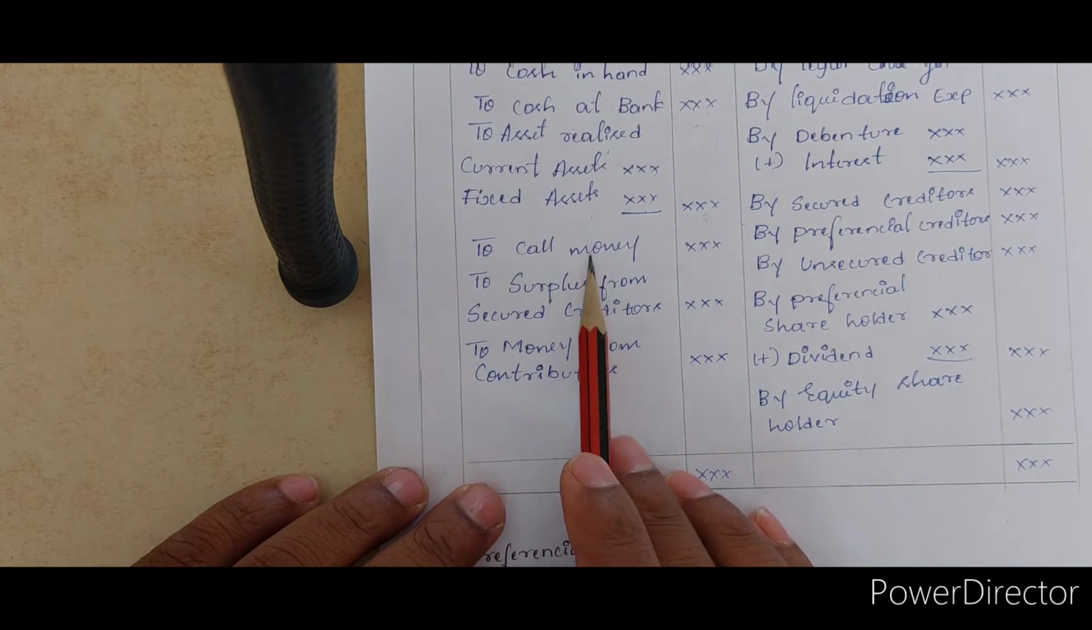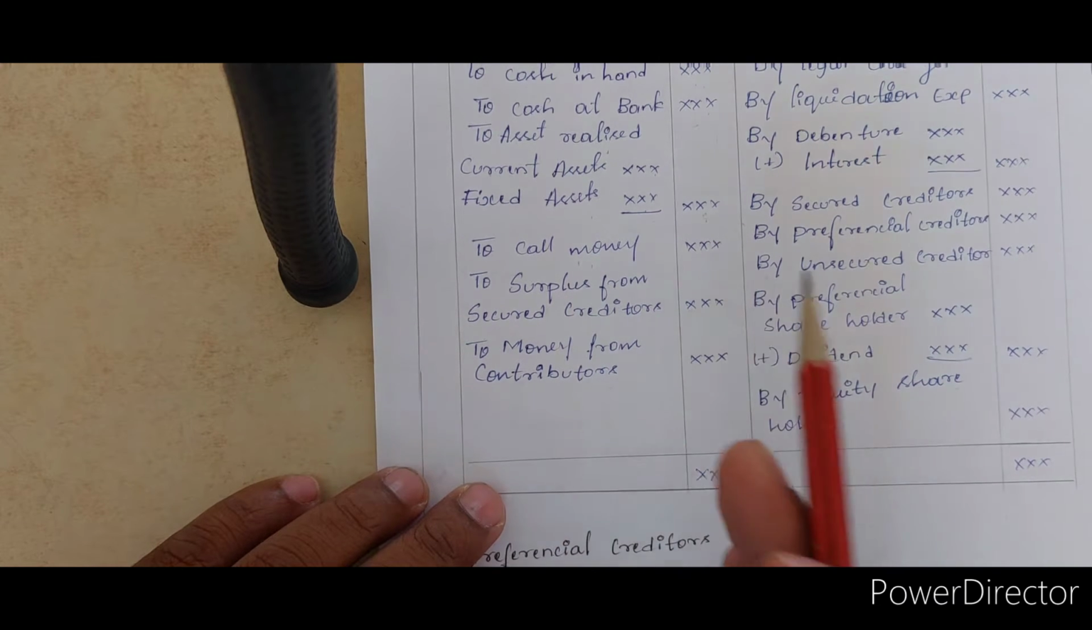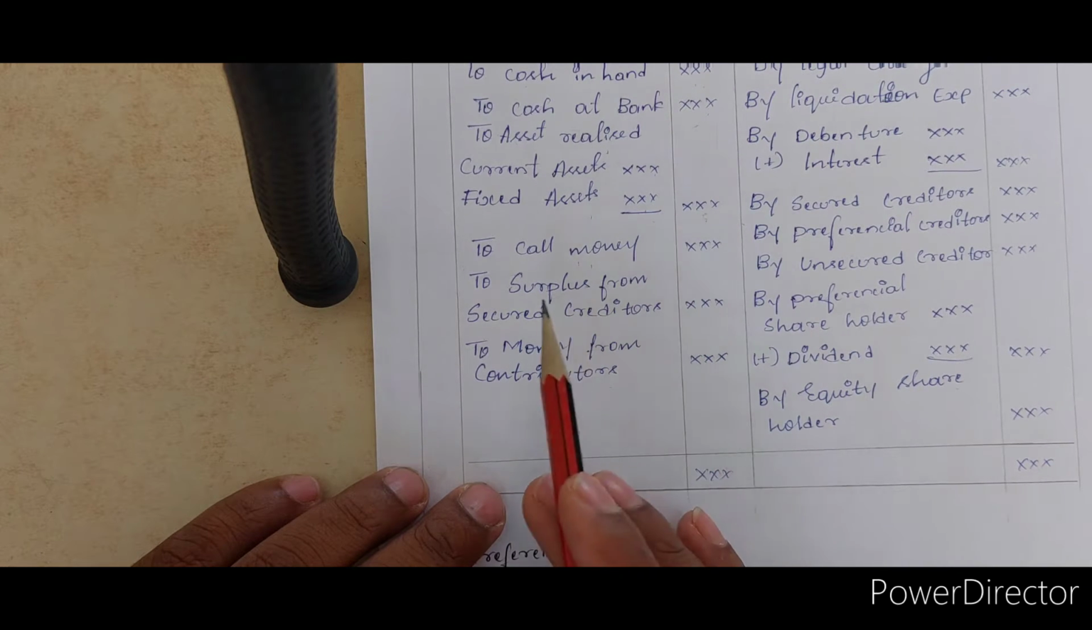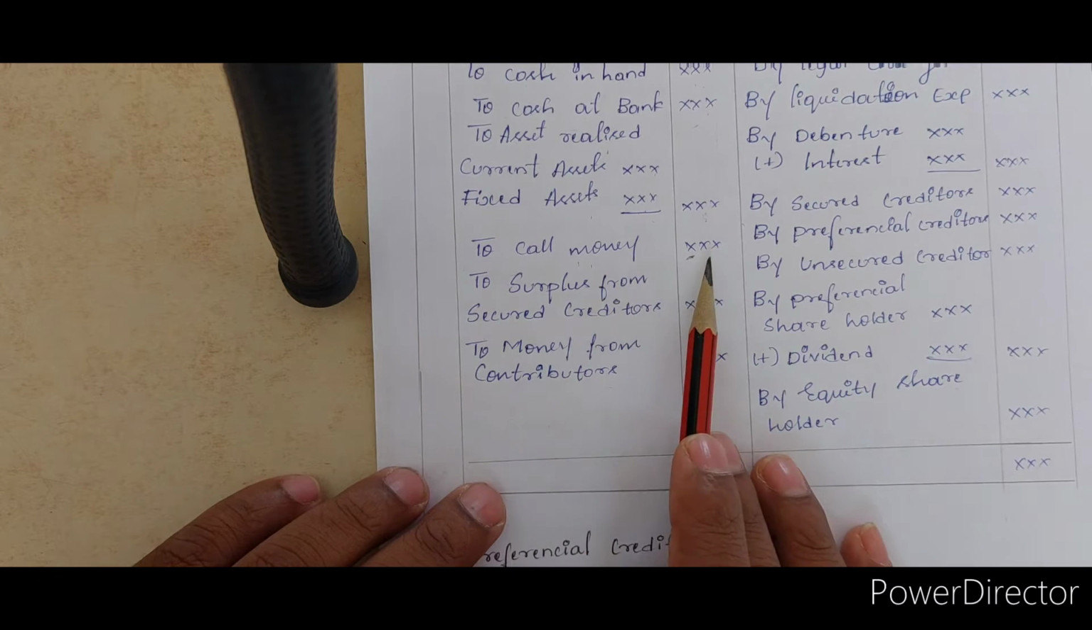Then call money. For example, if 10,000 equity shares are issued at rupees 100 each, or else 150, or else 100 equity shares are issued at rupees 10 each, that means 100 into 10 is equal to 1000. So call money is 1000. If it is given, then only you can take.